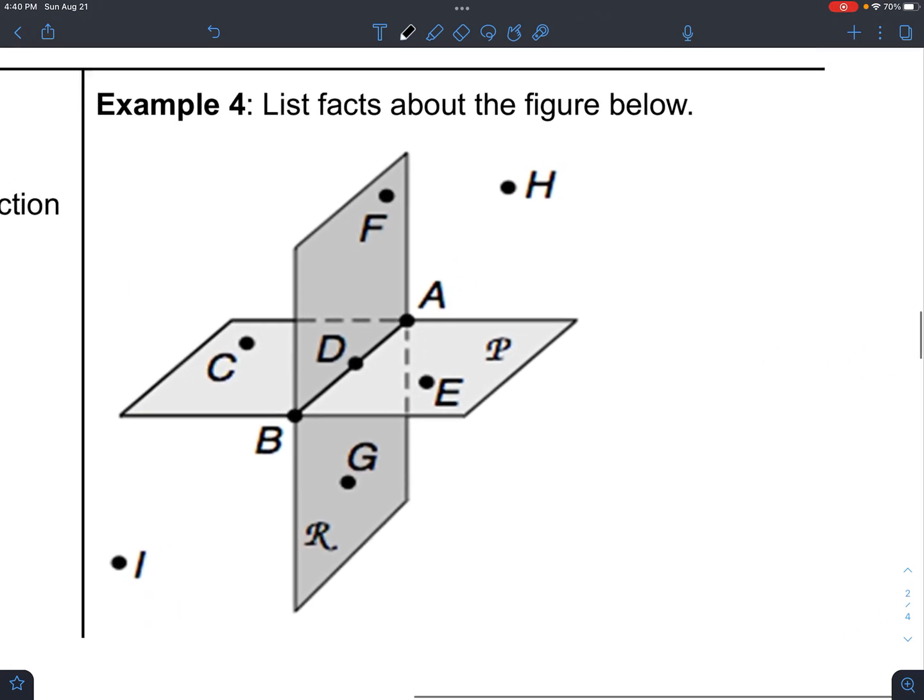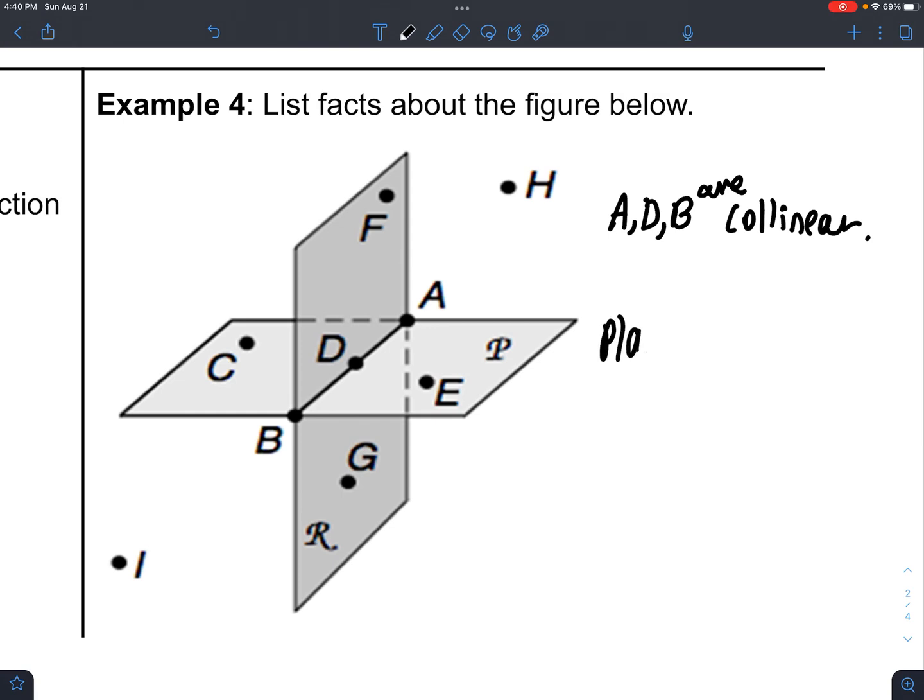All right, and then for this one, this was just kind of a chance for the class to list out as many things as they can about this picture. I'll just list some things just to get your mind jogging a bit. These are collinear. You could say really anything. You could say planes R and P. So we got a little script P or bold, whichever. Notation kind of changes, but they intersect on line AB.